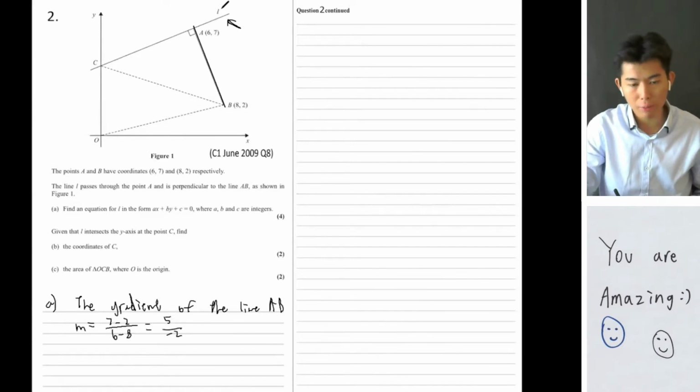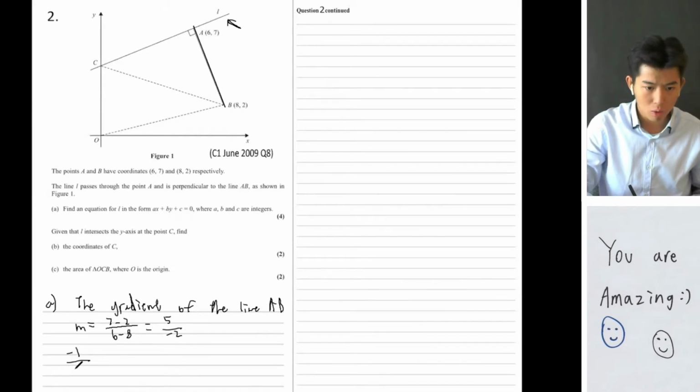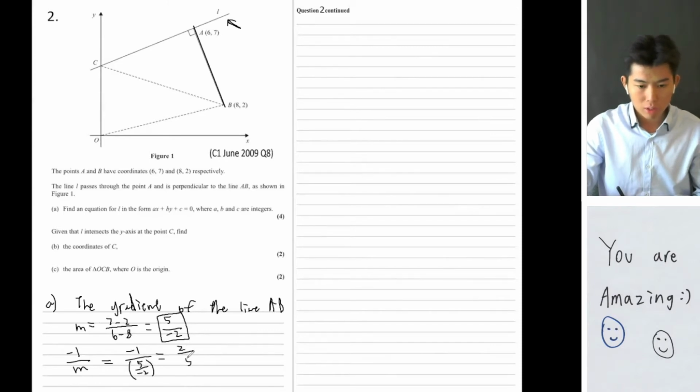Because the line L is perpendicular to the line AB, all we have to do is get the gradient for the line. So it is minus 1 over m. The m is this value here, so it would be negative 1 over 5 over negative 2, which would be 2 over 5. Basically, just swap the numerator and the denominator and multiply the whole thing by negative 1.